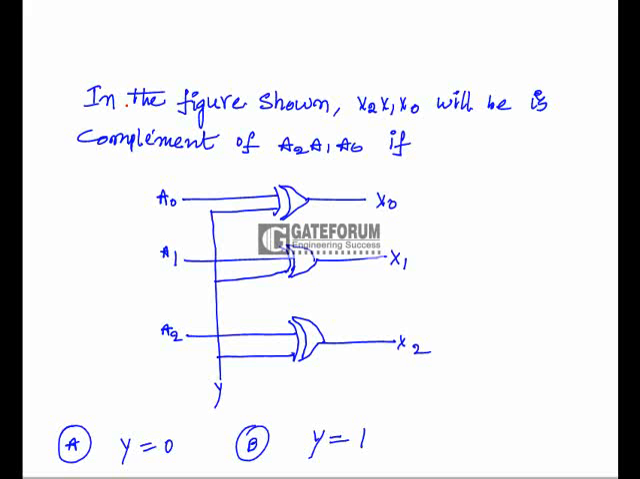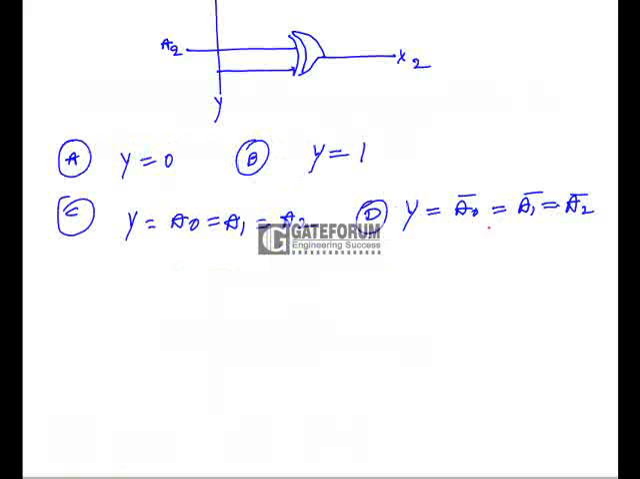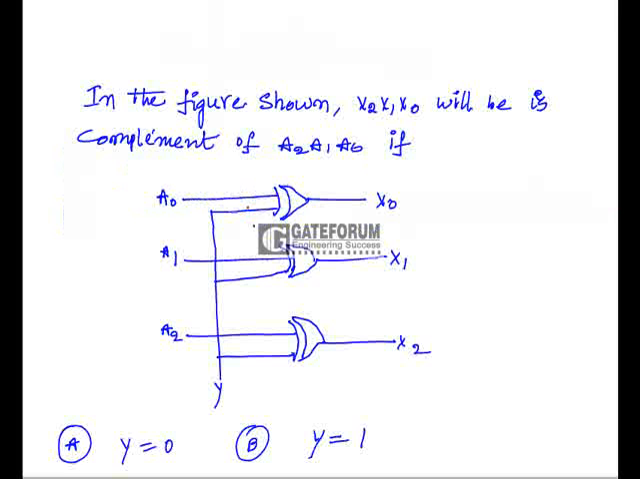In the figure shown, X2, X1, X0 will be the complement of A2, A1, A0 if: option A, Y is equal to 0; option B, Y is equal to 1; option C, Y is equal to A0 is equal to A1 is equal to A2; option D, Y is equal to A0 bar is equal to A1 bar is equal to A2 bar. So here all are exclusive OR gates. We need to find out that X0 should be the complement of A0, X1 the complement of A1, X2 the complement of A2.